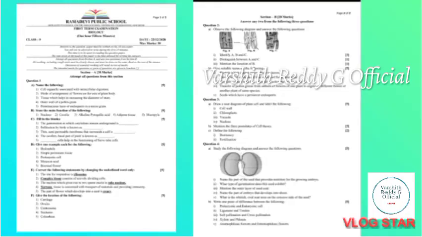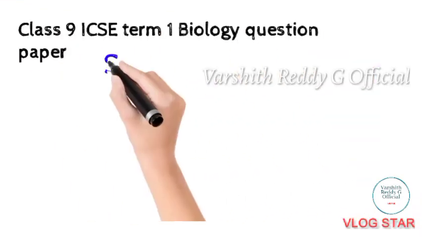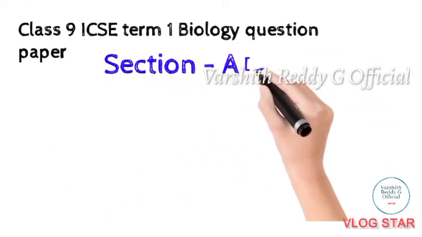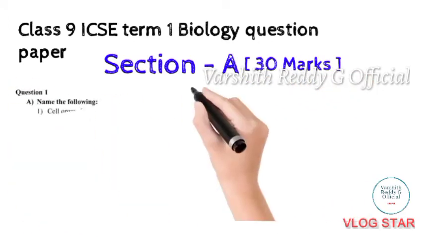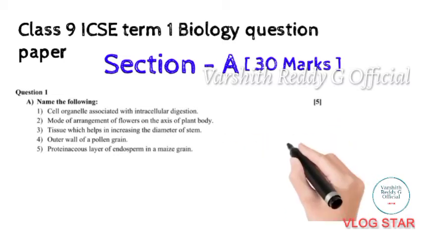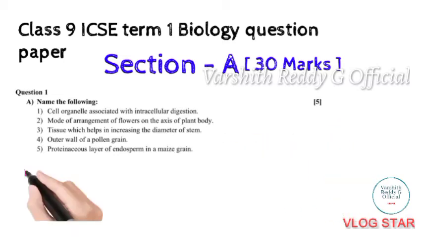Today we are going to discuss the class 9 biology ICSE term 1 question paper. Section A consists of 30 marks, and we have to attempt all the questions. Question number 1, A bit: Name the following. It consists of 5 marks.